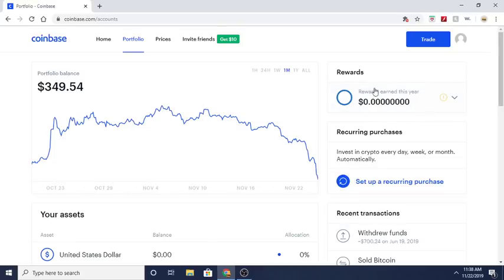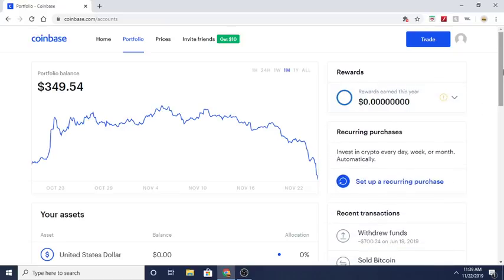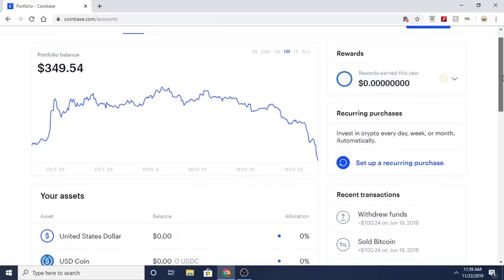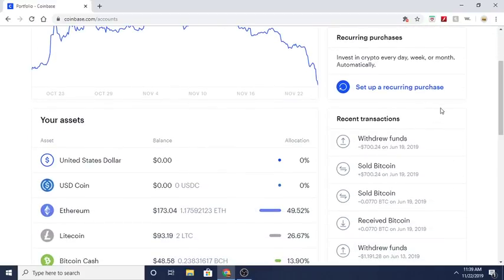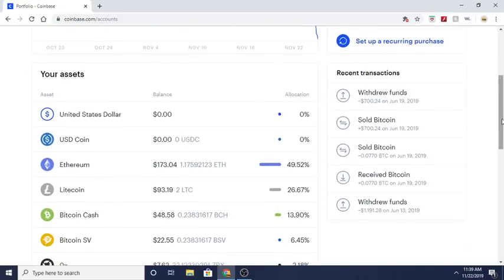This is all new. I didn't see this before. They give you a reward for holding USD Coin, because they give you some money for holding these two coins. This is also new: recent transactions. So all of this, you see everything. This is what you see, what you buy, your assets.